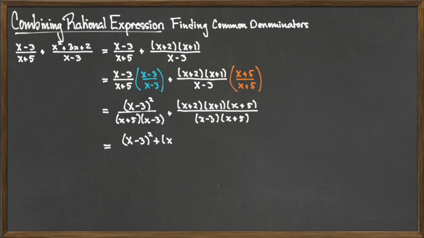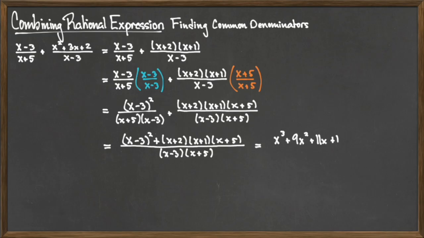Now with common denominators, I can add the numerators like so. At this stage, we'll have to multiply all the terms in the numerator. This comes from using the distributive property as we did in section 1.3, but the final result that we get is x cubed plus 9x squared plus 11x plus 19 divided by x minus 3 times x plus 5.